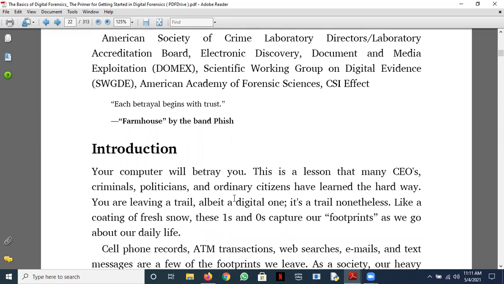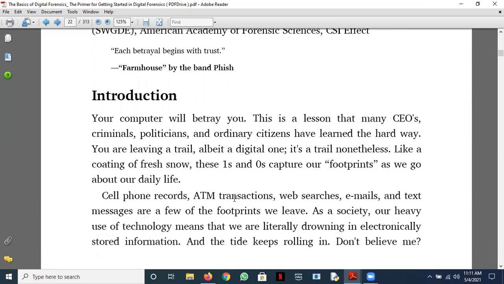It says it's like a coating of fresh snow. While you walk in snow, the footprints are there in the snow. See, you have your cell phone records, your ATM transactions, web searches. If you're searching something, even that can be used against you by criminals. Your emails, your text messages. These are examples of a few footprints that we leave.